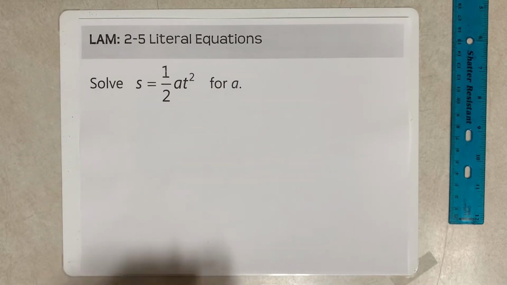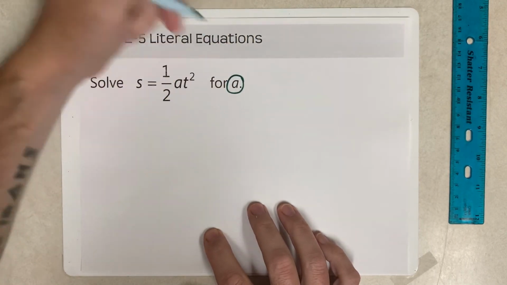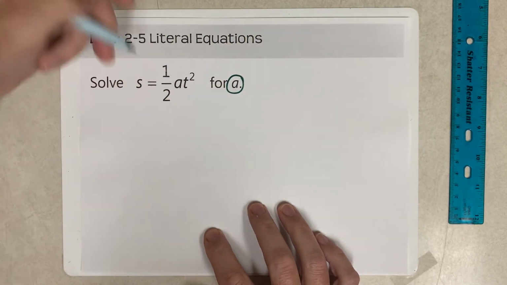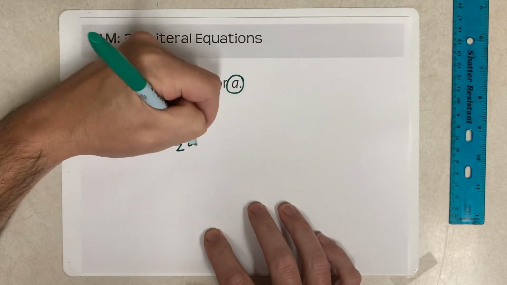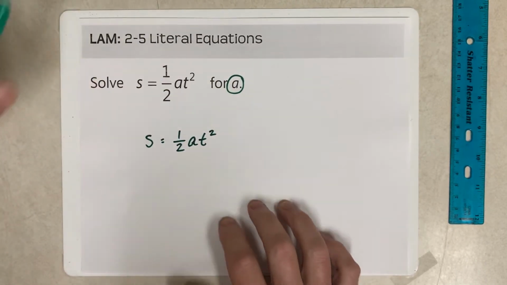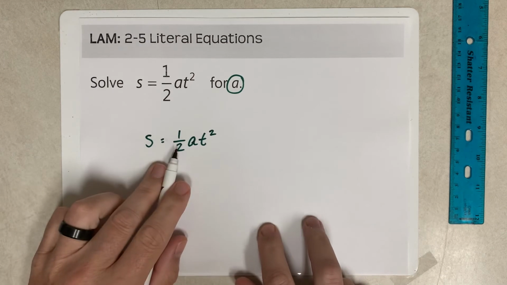Okay, so here we have a formula from physics. S is equal to 1/2 AT squared, and this would be in the unit on kinematics. Doesn't matter. We need to get A by itself. So A is sitting right here. So if S is equal to 1/2 AT squared. And so let's not get wrapped up in that T squared yet. We need to get rid of that 1/2 first, don't we?